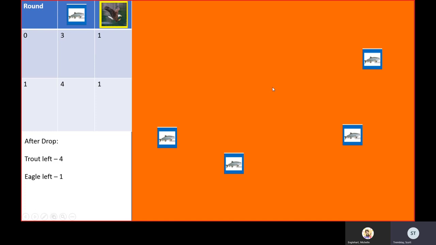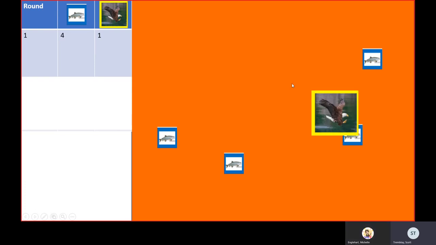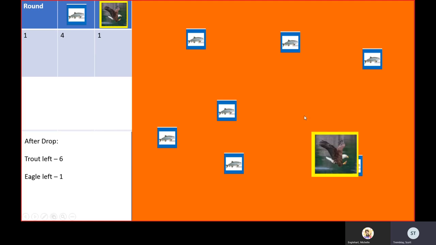I'm still laughing. Next round, and he gets a meal, gets the one, and then three trout left. There you go, and he flies off with his prey. Now, again, it only gets one, so it's just going to live, not double, but it's enough that it has a good meal. There we go. Okay, so now we're up to 6-1.